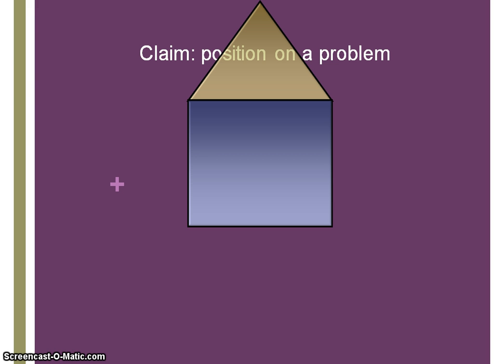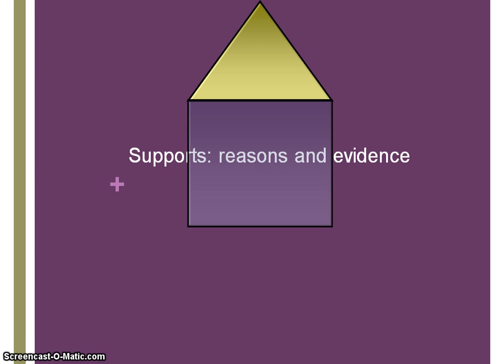Imagine you made a claim that chocolate ice cream was the best. Would every single person agree with you? Probably not. You need something called support to show why your opinion is right, or no one has to agree. This is where the bottom half of the house comes in. The support, or the reasons and evidence, hold up your claim by backing up your ideas. You need support, or your roof, your claim, will fall down.